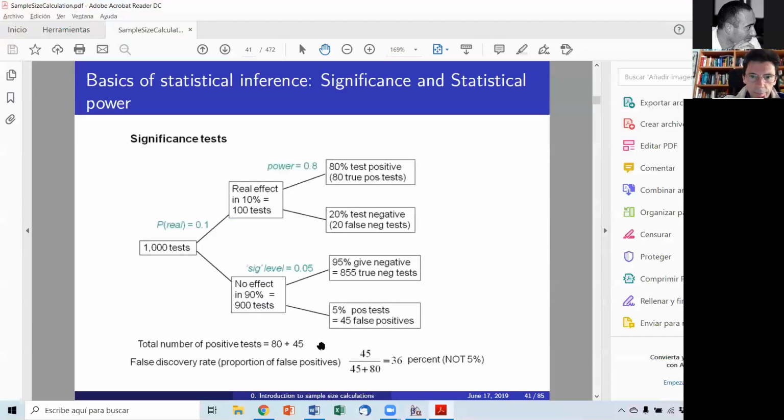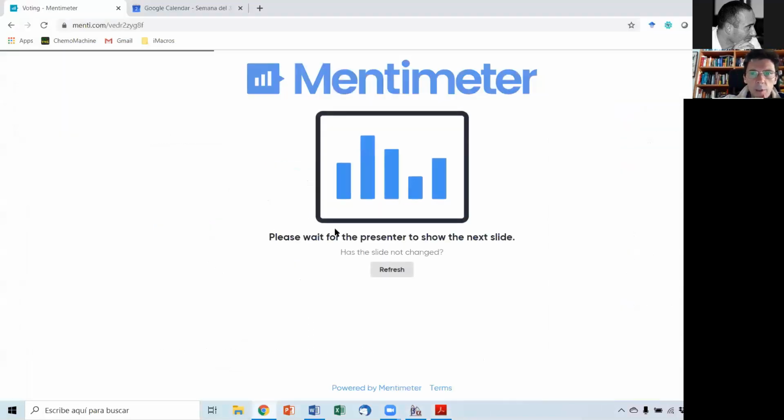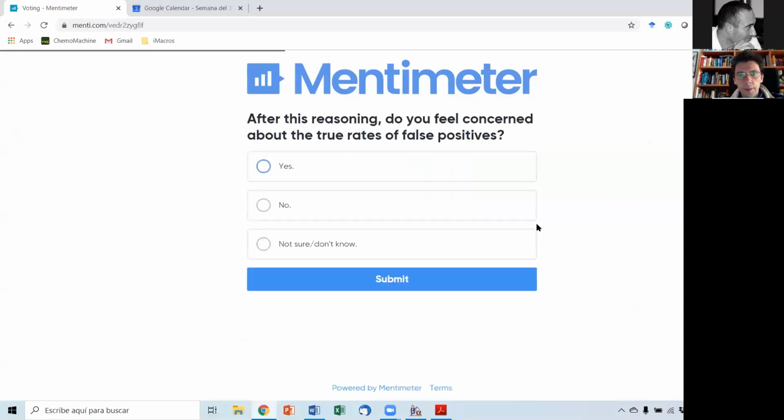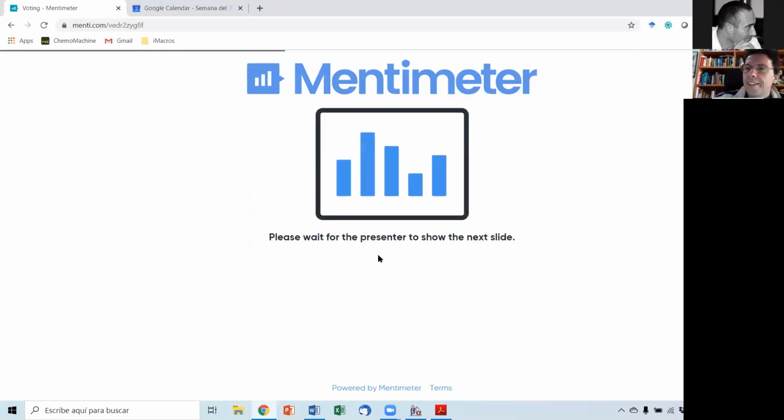And we prepared one of the questions. So next question, for instance, in the Mentimeter, Rafael, if you can go to the next one. The next one is, after this reasoning of having a much higher false positive rate, do you feel concerned about your positive results? I would, but it is just a joke.